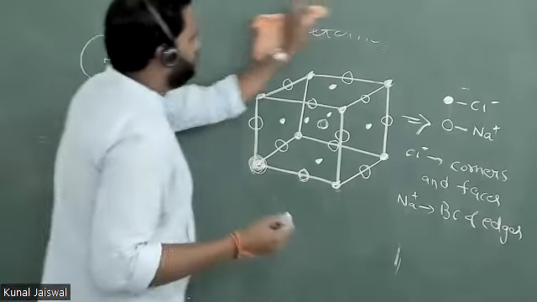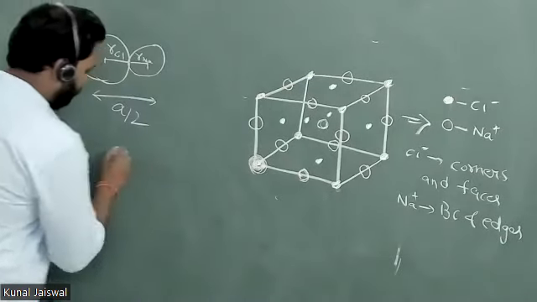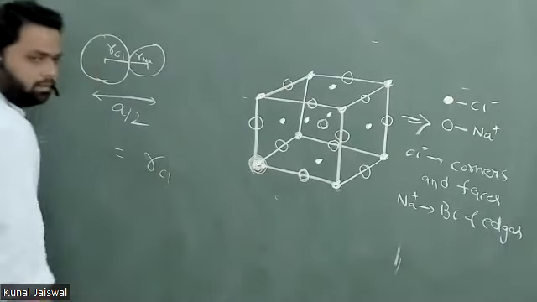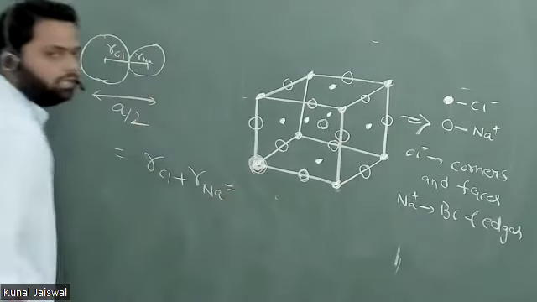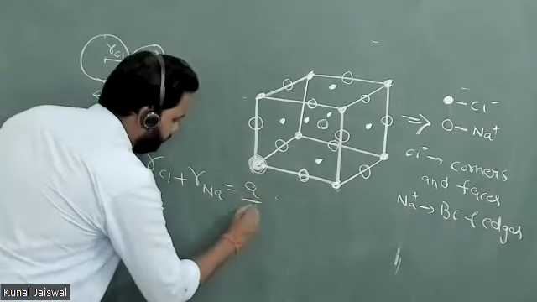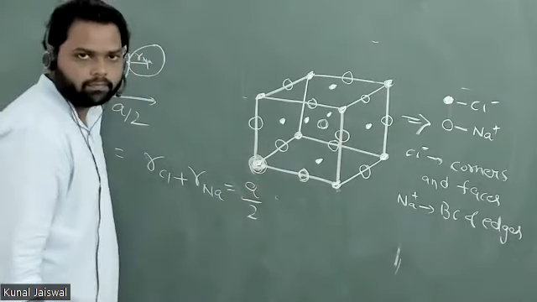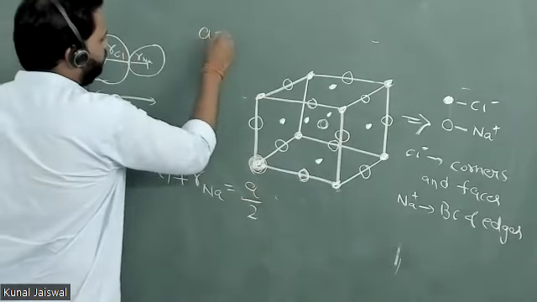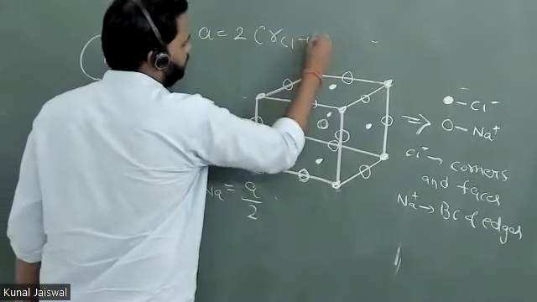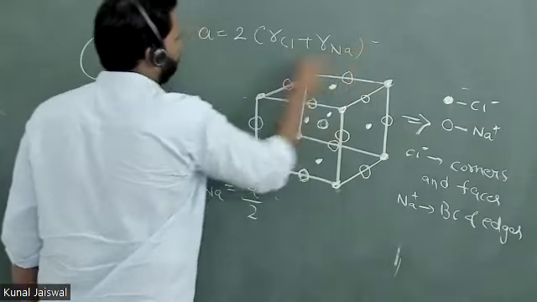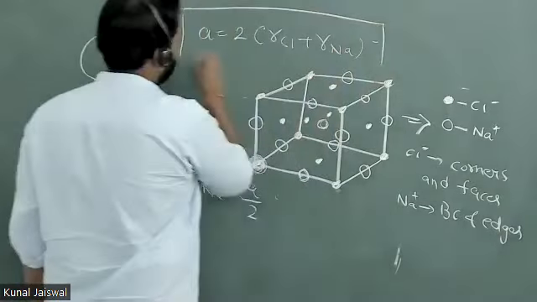So just use this. What will be the conclusion? R of Cl plus R of Na will be equal to A by 2. Okay, so the value of A will be A is equal to 2 times R of Cl plus R of Na. This is the relation.